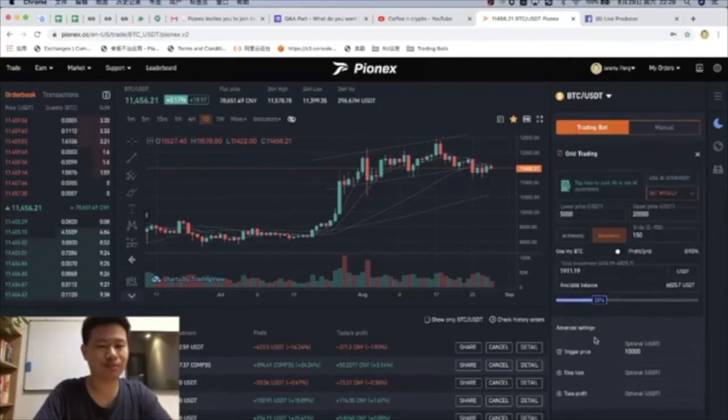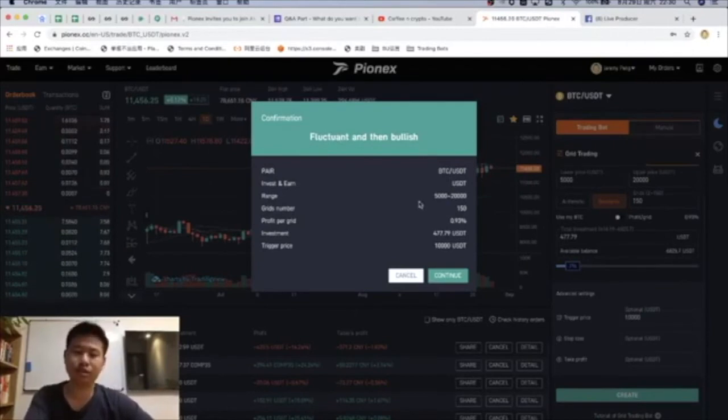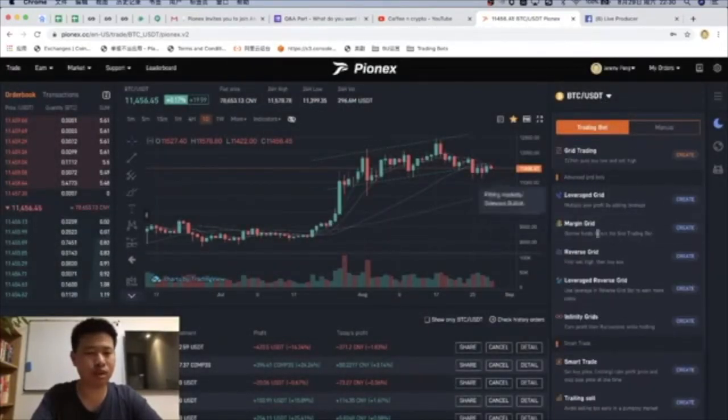Yeah, so if I want to create this, there will be a double confirmation. You can see you have chosen fluctuant and then bullish, so you're long Bitcoin, and the pair BTC/USDT, and investment in earn. So you have invested USDT and you want to earn Tether. The range is 5,000 to 20,000. Grid numbers 150. Profit per grid, investment, trigger price. After you have input, continue, your bot will be created. So that's so easy. And let's see some more bots.